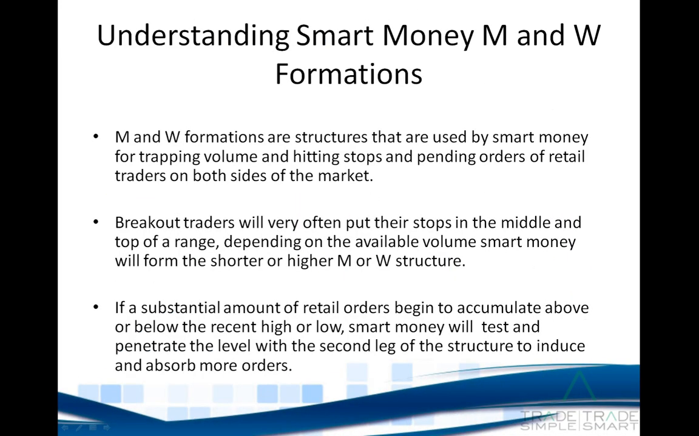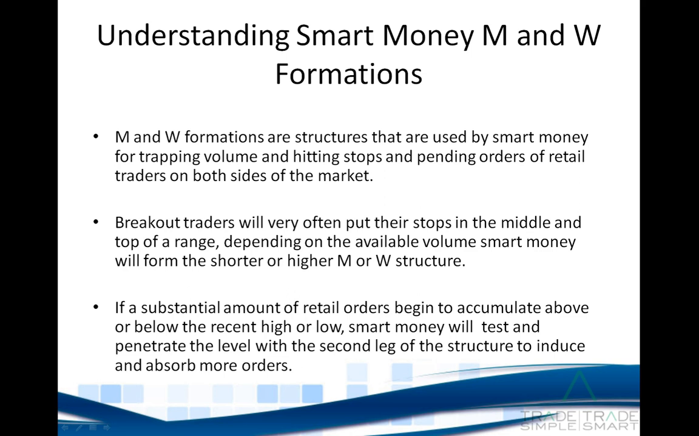Okay, so you've now learnt that M and W formations are structures that are used by smart money for trapping volume and hitting stops and pending orders of retail traders on both sides of the market. Breakout traders will very often put their stops in the middle and top of the range. Depending on the available volume, smart money will form the shorter or higher M or W structure. Now, in our examples, we looked at the shorter of the two structures. As before, I mentioned that there are two variations to both the M and the W formation, and the variation takes place within the second leg of the structure.